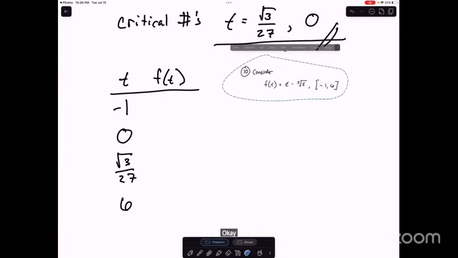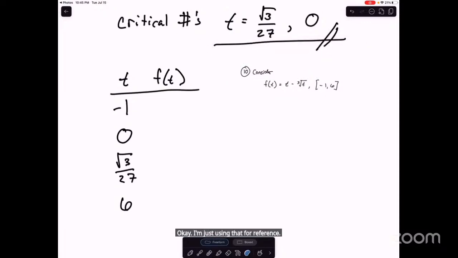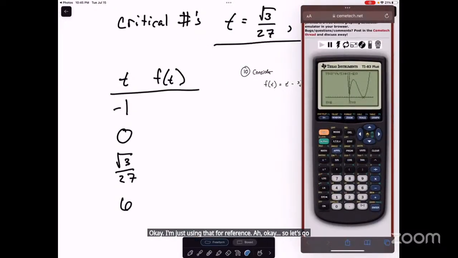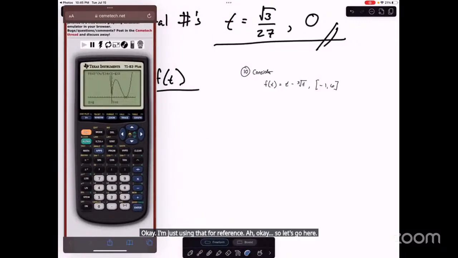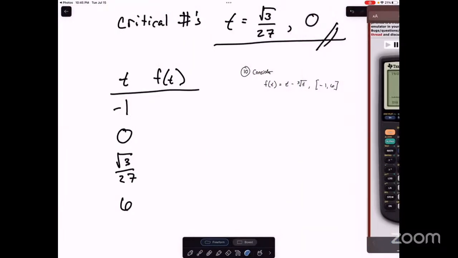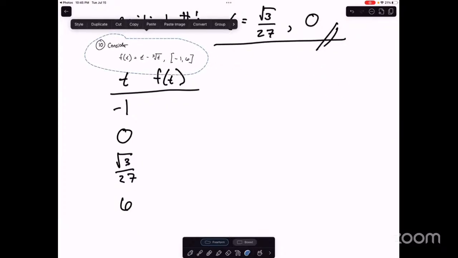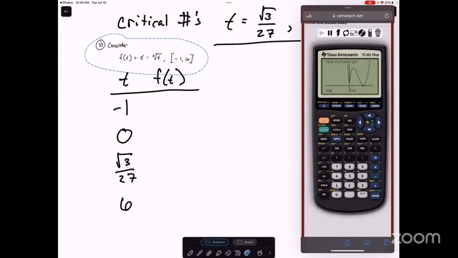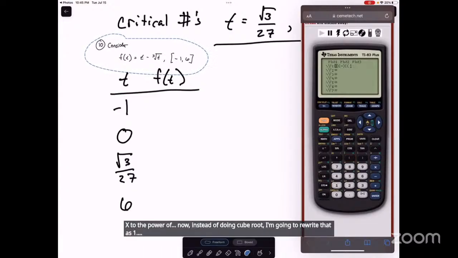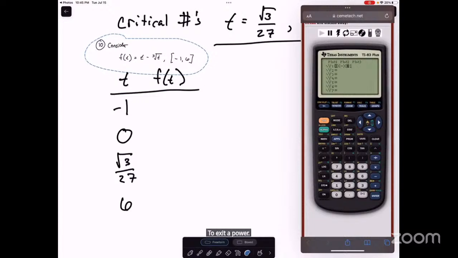Okay. I'm just using that for reference. Okay. So let's go here. Let's go to our y equals, let me see, we got x minus x to the power of, now instead of doing cube root, I'm going to rewrite that as x to the power of 1/3.